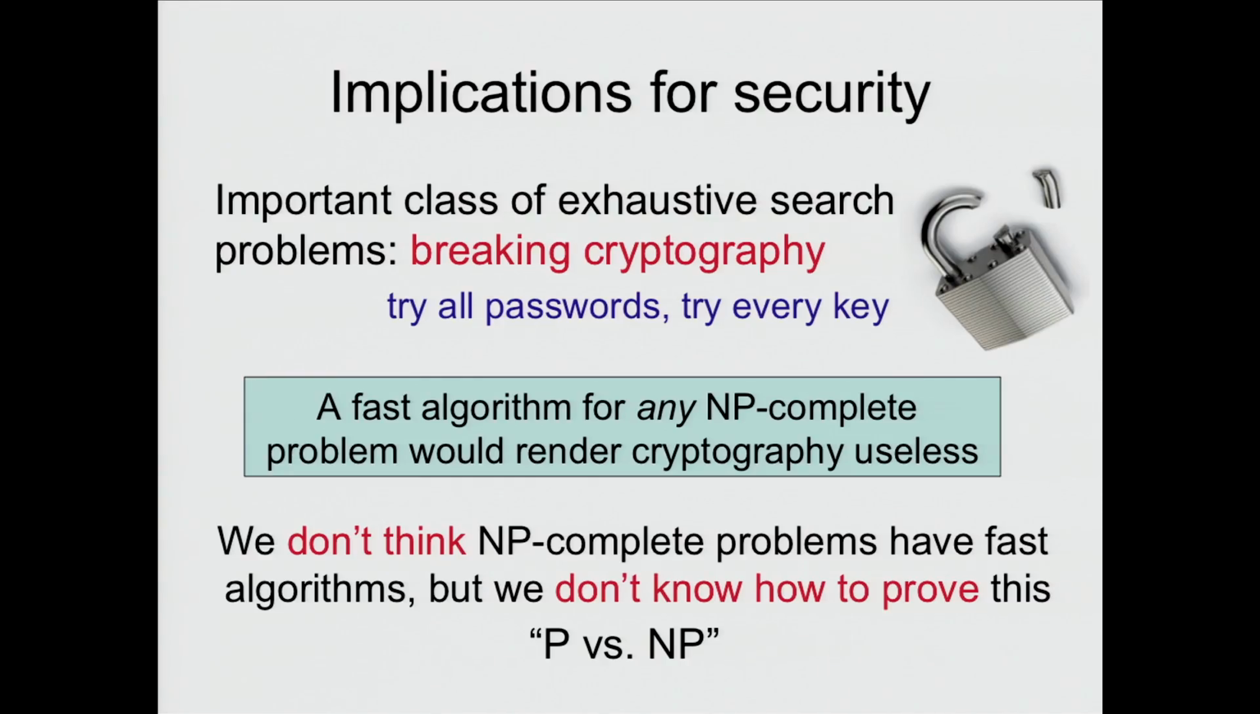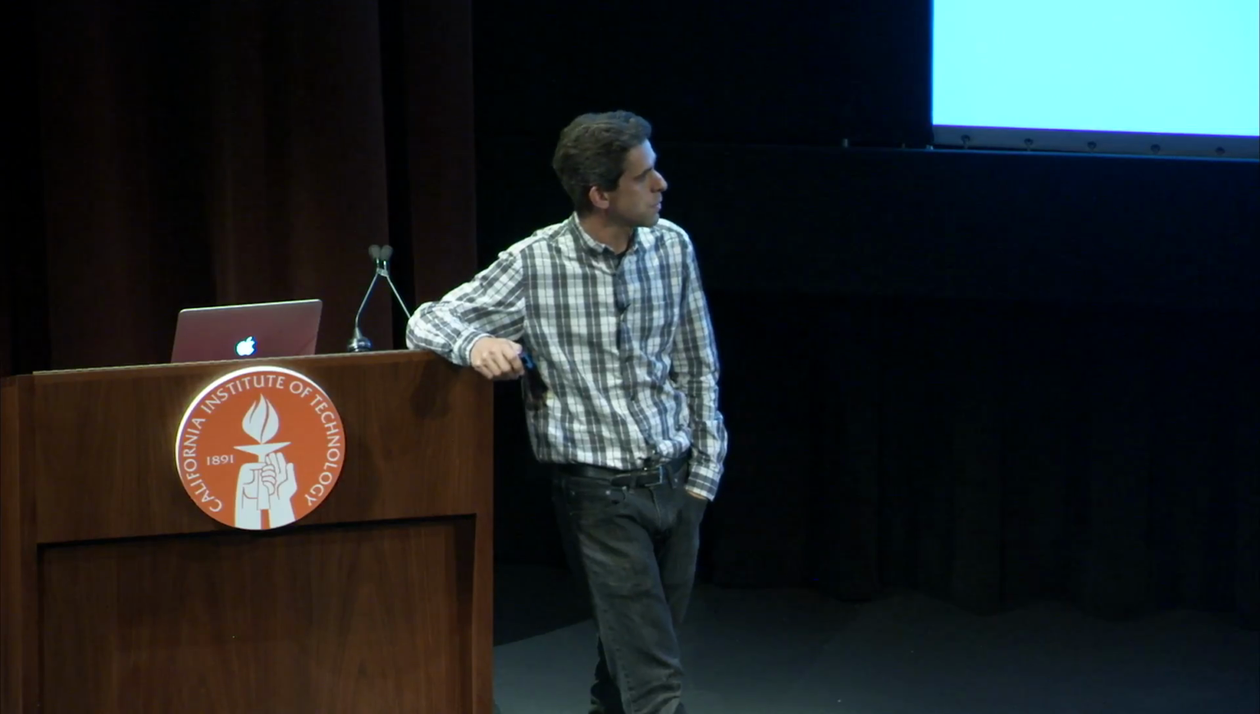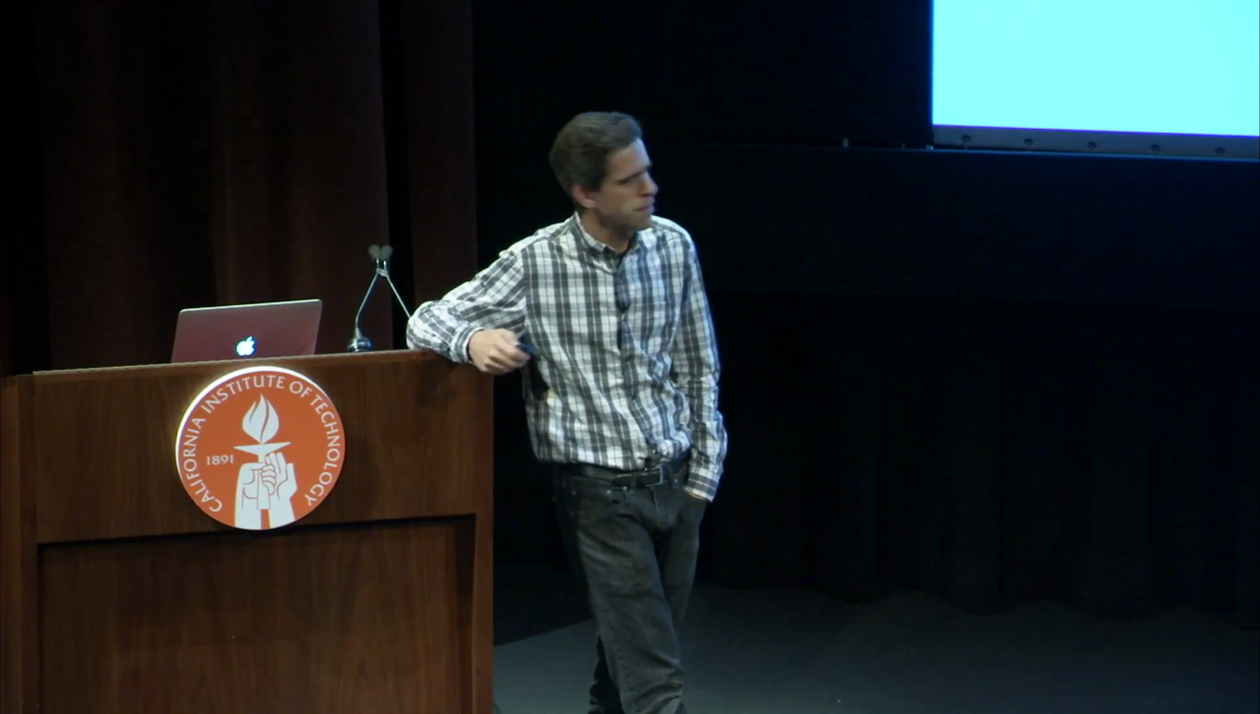So this is called the P versus NP problem. Some of you may have heard of it. It's one of the millennium problems. It was identified as one of the most important problems in mathematics back in 2000, and there's a $1 million prize for resolving it one way or the other. And I think you can probably see why. It's really consequential.